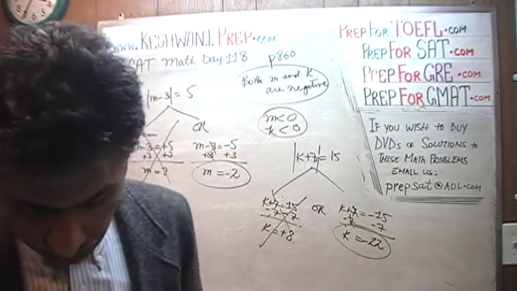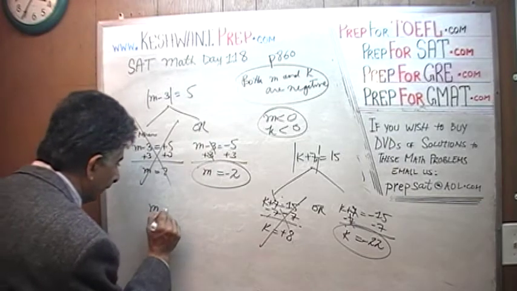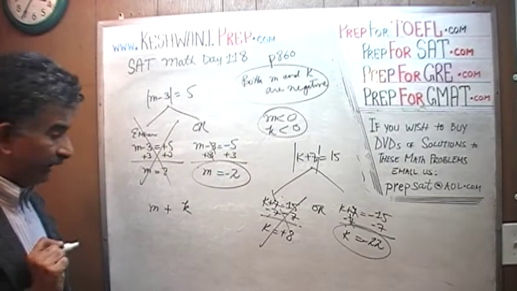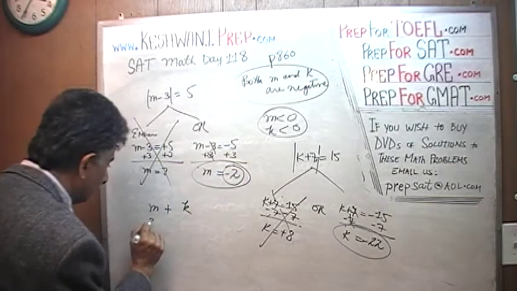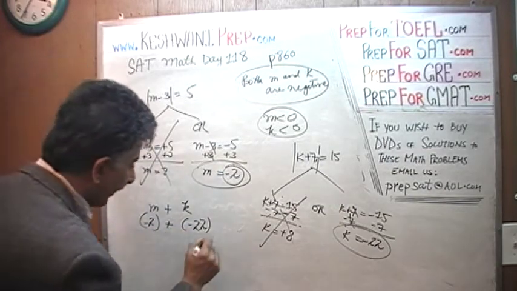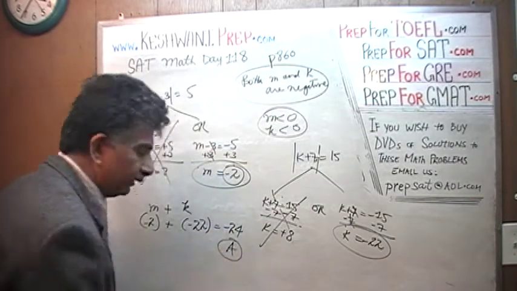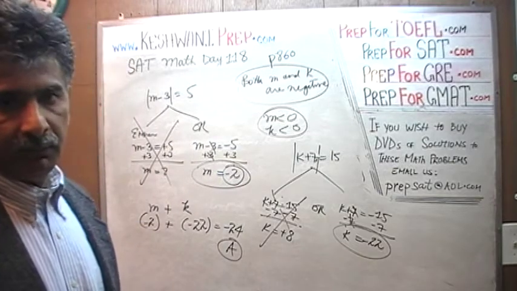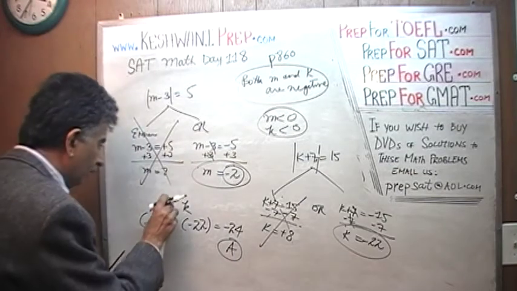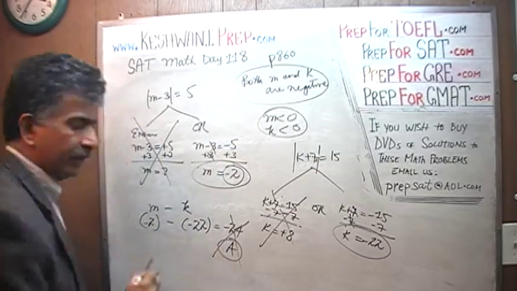And the question simply is, what's the value of m minus k? Pay attention. m minus k, not m plus k. If they were looking for m plus k, then in that case it would be negative 2 plus a negative 22, giving us a grand total of negative 24. In which case the answer would have been A. But that is not what they're asking. They're not asking us what is m plus k. They're asking us what is m minus k. And that is not negative 24.